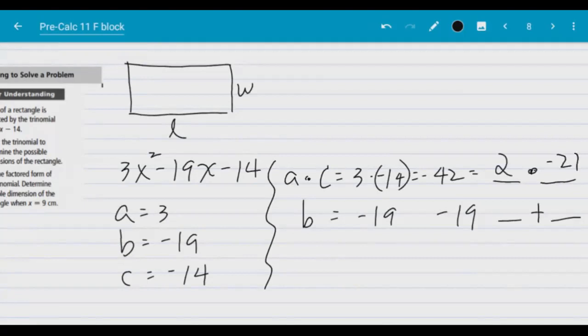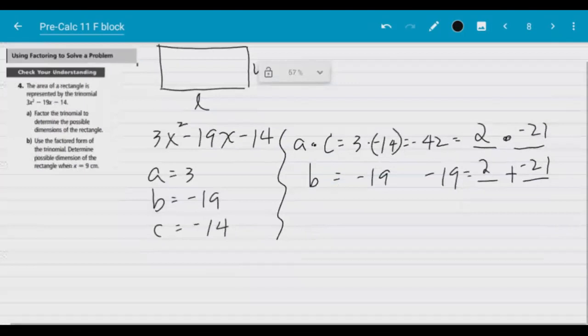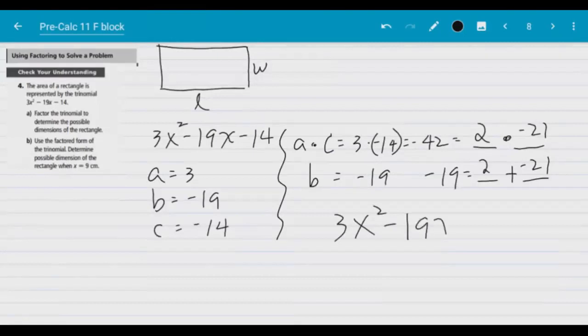All right. Let's see. 2 times negative 21, obviously, is negative 42. 2 plus negative 21 is negative 19. There you go. So we just found the two numbers that we're looking for. What would be the next step? Well, we are going to break up this original trinomial into four terms now, wherein the middle term would be broken up into two parts, okay?